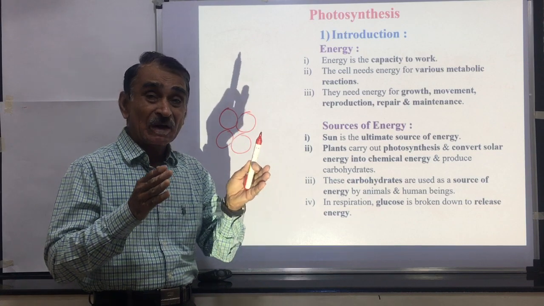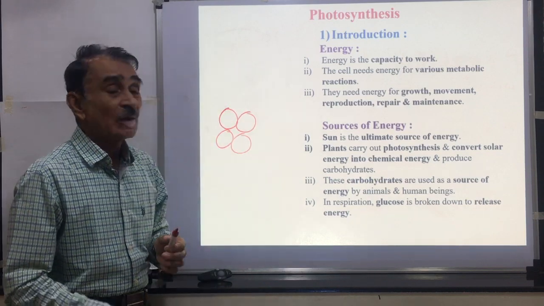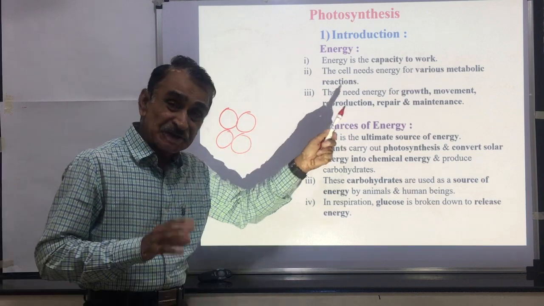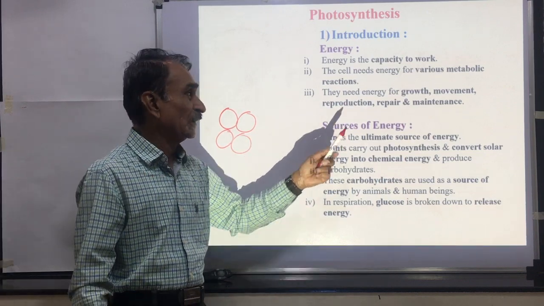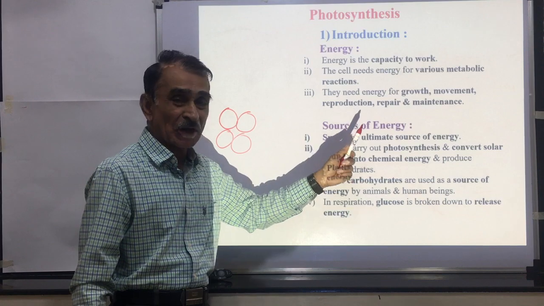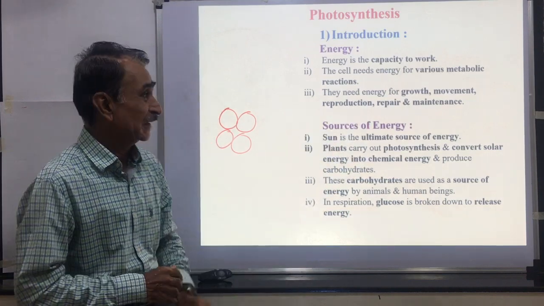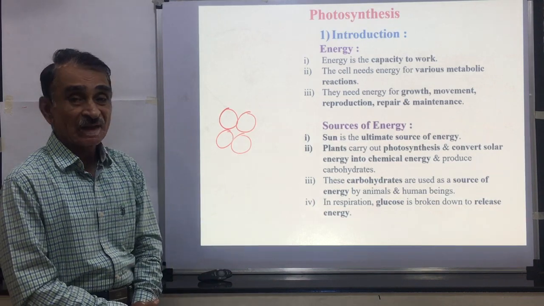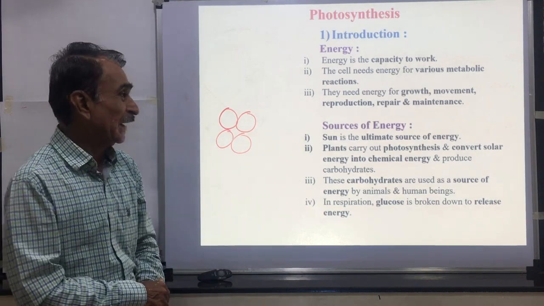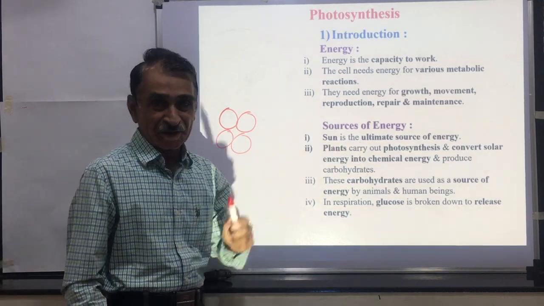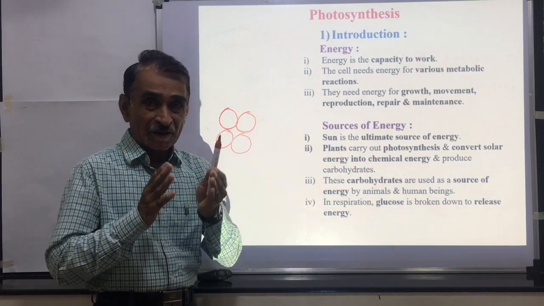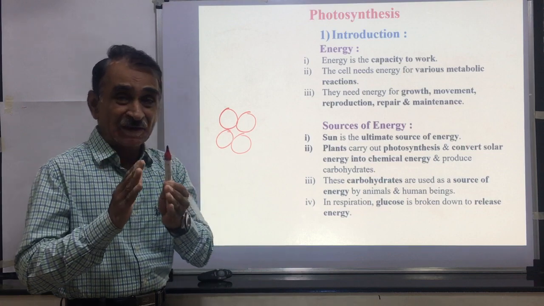The cell needs energy for various metabolic activities, for growth, movement, reproduction, repair and maintenance. From where is this energy obtained? The sources of energy. The sun is the ultimate source of energy.